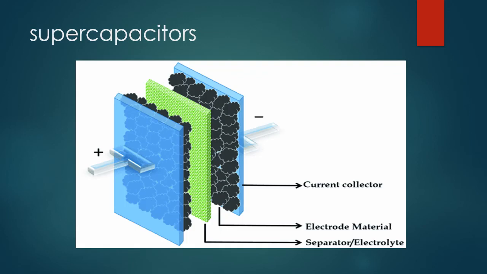The second application is the supercapacitor. Supercapacitors have been focused on the development of new modified electrode materials with improved performance. The electrode materials for supercapacitors have been classified into three categories: transition metal oxides, high surface carbons, and conducting polymers.